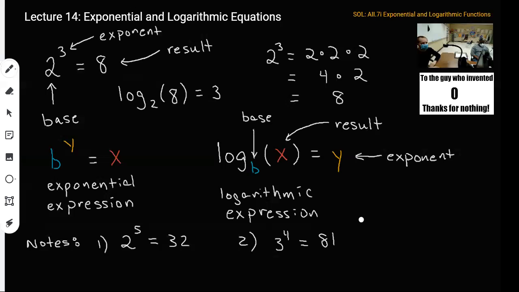You're going to need the logarithm, right? So you're going to need to write down log. You're going to need to know the base. You're going to need to know the exponent and the result that you get once you raise that base to the exponent. Okay? So go ahead and try these two. Write them as logarithmic expressions, and then we'll go over them.